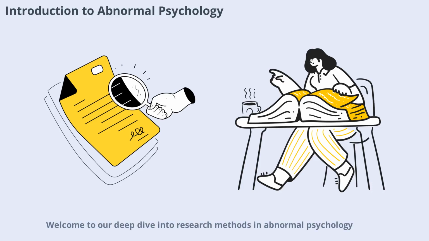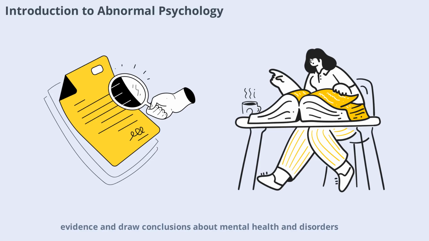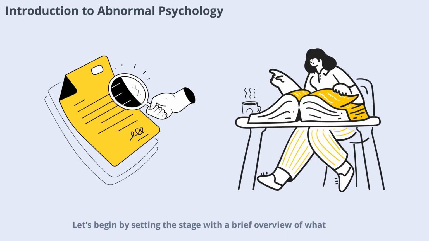Welcome to our deep dive into research methods in abnormal psychology. Abnormal psychology focuses on understanding unusual patterns of behavior, emotion, and thought, which may or may not be understood as precipitating a mental disorder. To study these complex phenomena, researchers use a variety of scientific methods. In this video, we'll explore the main approaches used to investigate abnormal behavior, from case studies to experimental design. By the end, you'll have a clear understanding of how psychologists gather evidence and draw conclusions about mental health and disorders. Let's begin by setting the stage with a brief overview of what abnormal psychology entails and why research methods are so crucial in this field.